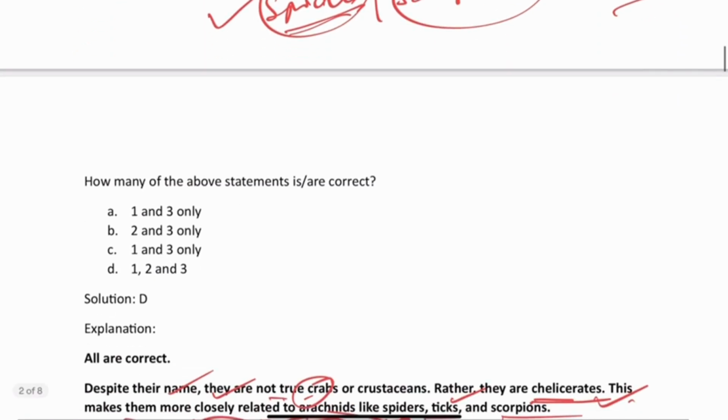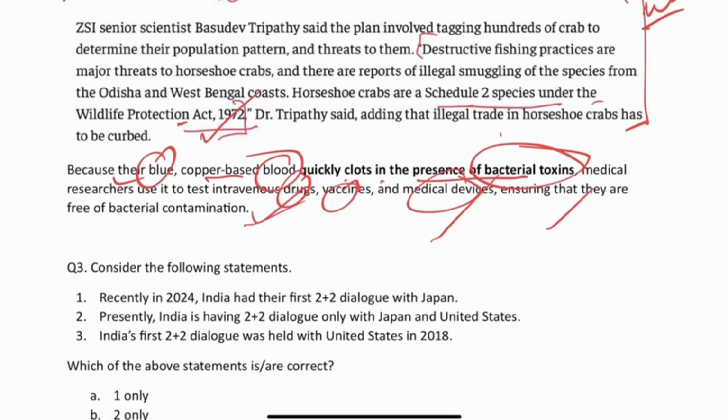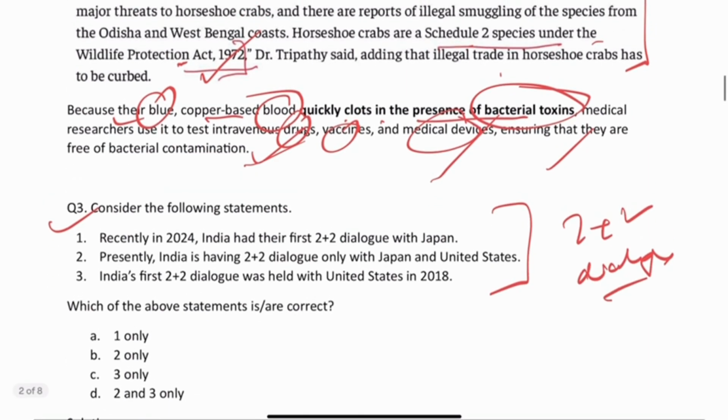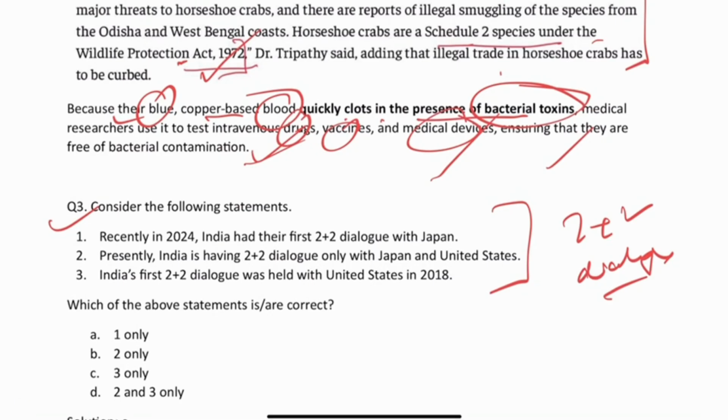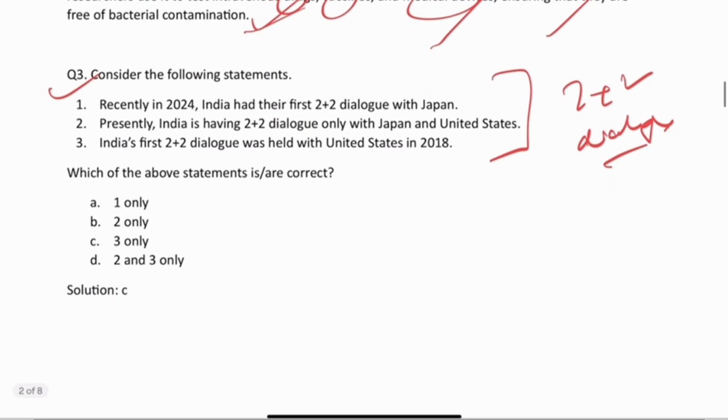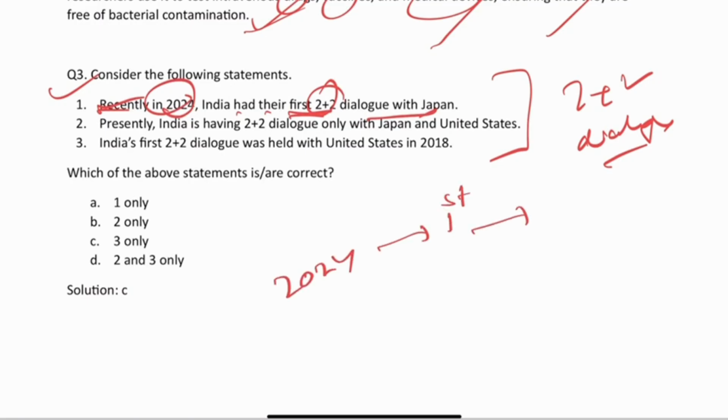Now the third question is regarding the 2+2 dialogue. Now you see what exactly the question is. The question is about the dialogue. Recently in 2024 India had their first 2+2 dialogue with Japan. Presently India is having 2+2 dialogue only with Japan and the United States.